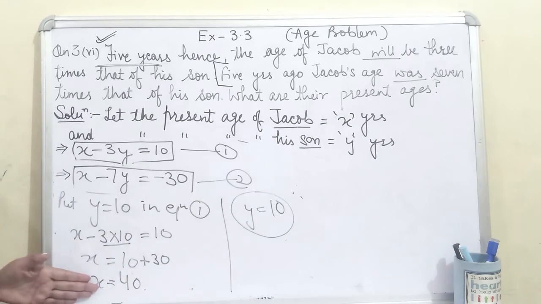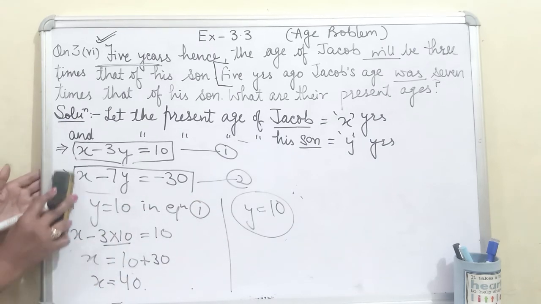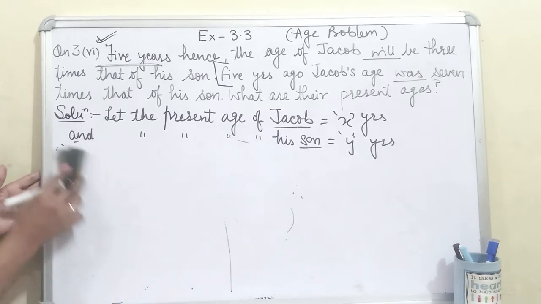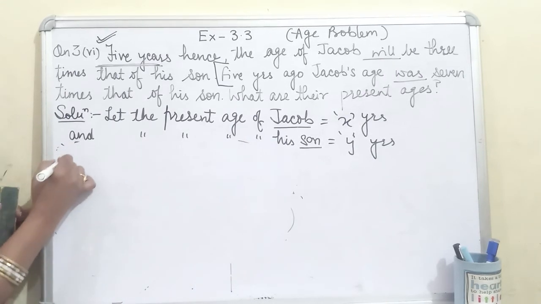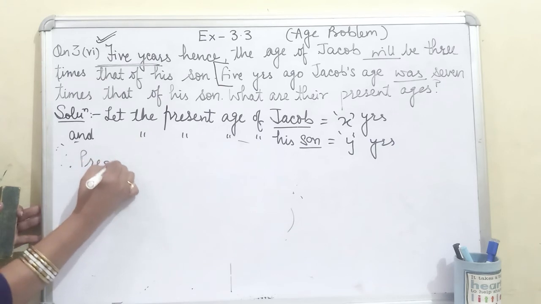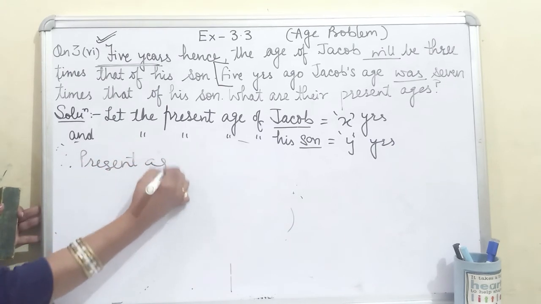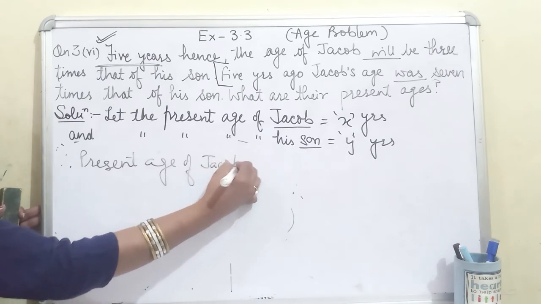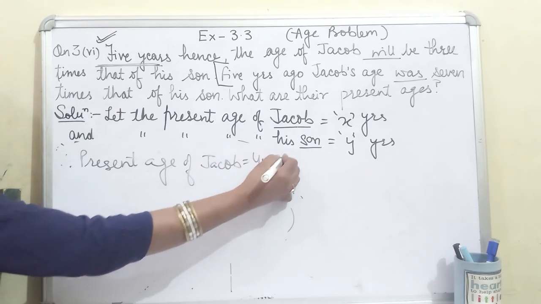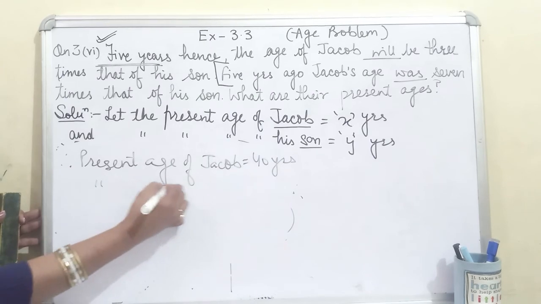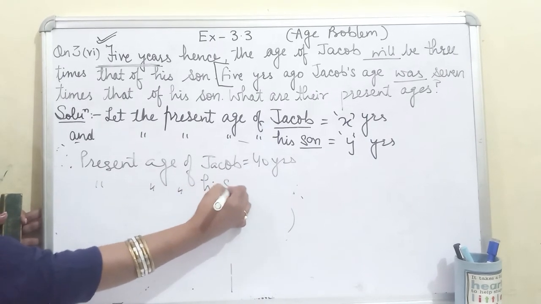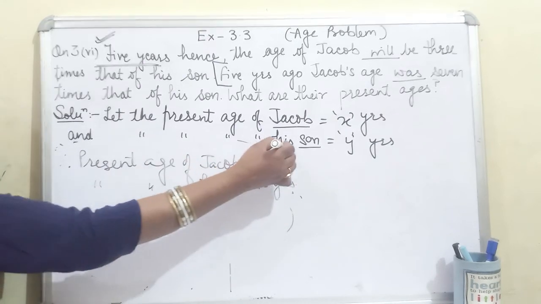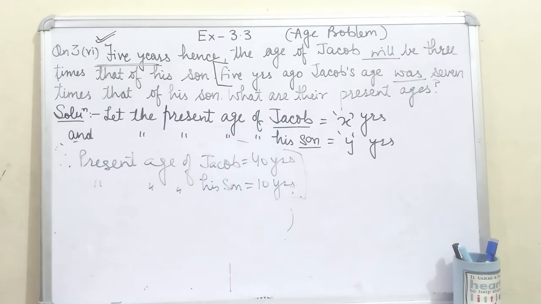These are our required answers, but we have to write the answer. How we have to write the answer, I'm telling you. Therefore, present age of Jacob is 40 years and present age of his son is 10 years. And these are the answers.